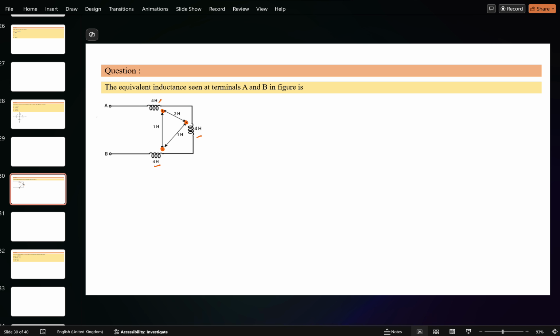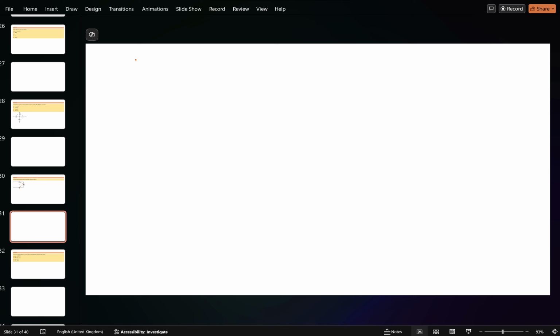Let me give the solution for this question, but before that, I wanted to explain a few things. We should take care of a few things. There are two inductances: one is the mutual and the second is the self. Suppose I am taking two coils. Suppose I have taken these two coils. These are transformer coils.